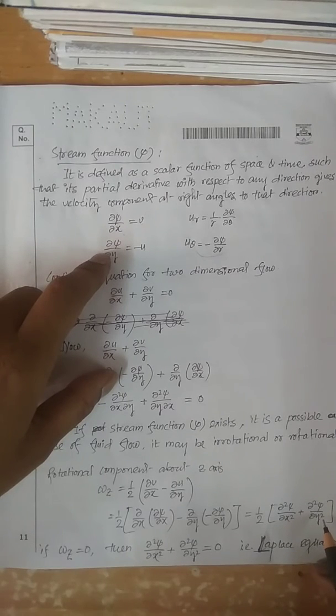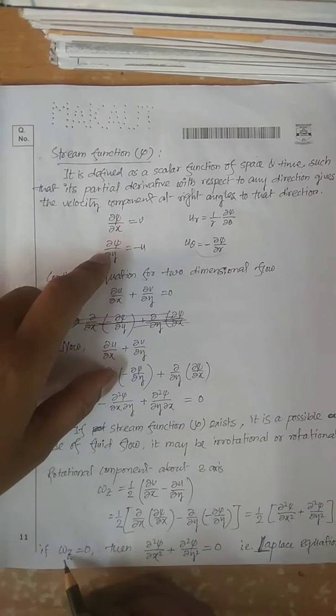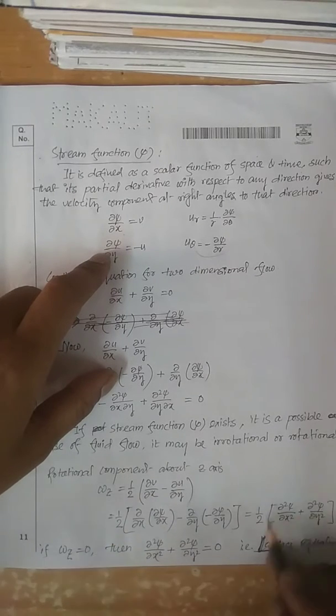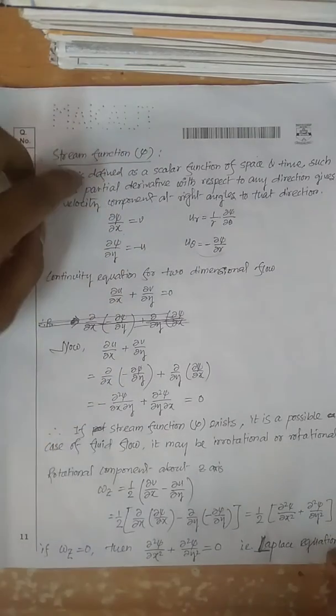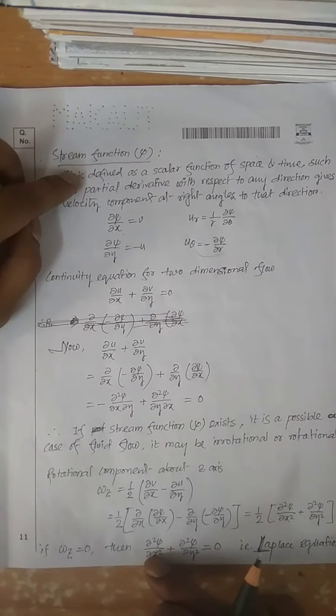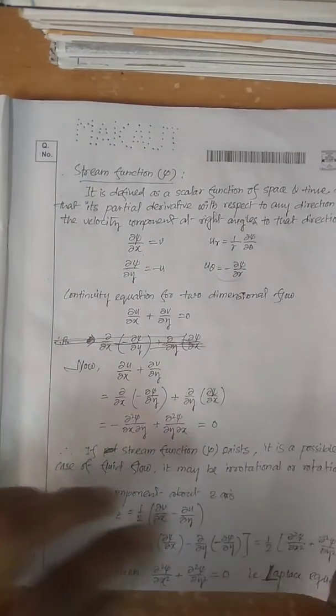Next, if omega, this rotational component, is 0, then this equation should be equal to 0. And this equation is called the Laplace equation. So it can be concluded that if the stream function satisfies the Laplace equation, it is a possible case of irrotational flow. So this is the difference between the scalar function and the stream function.